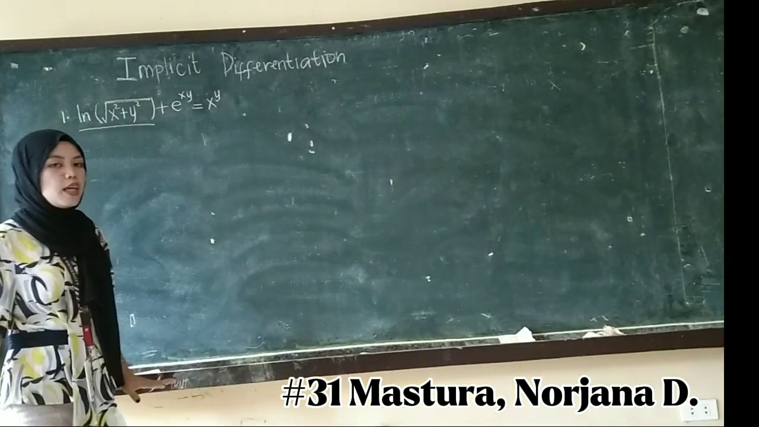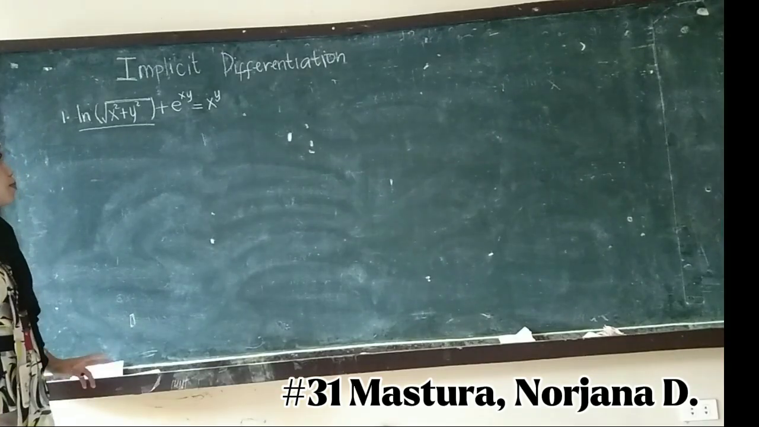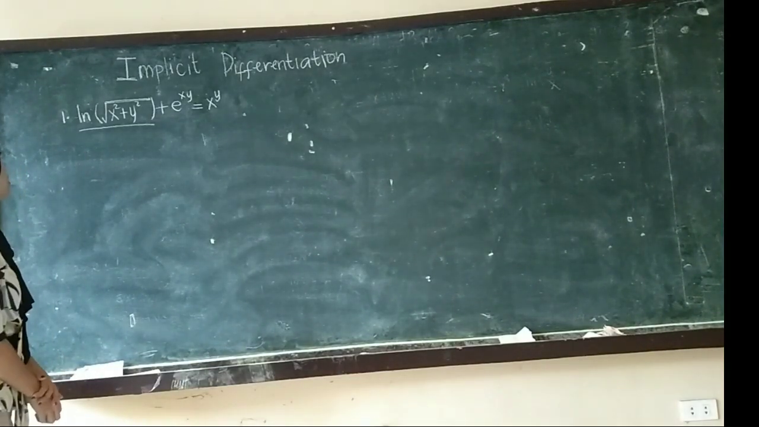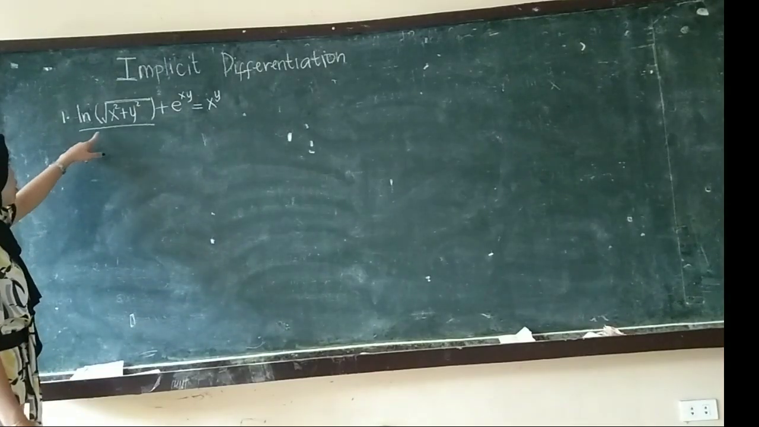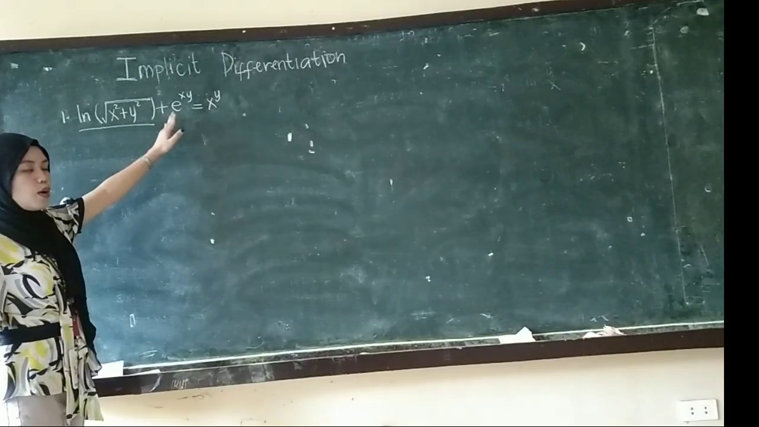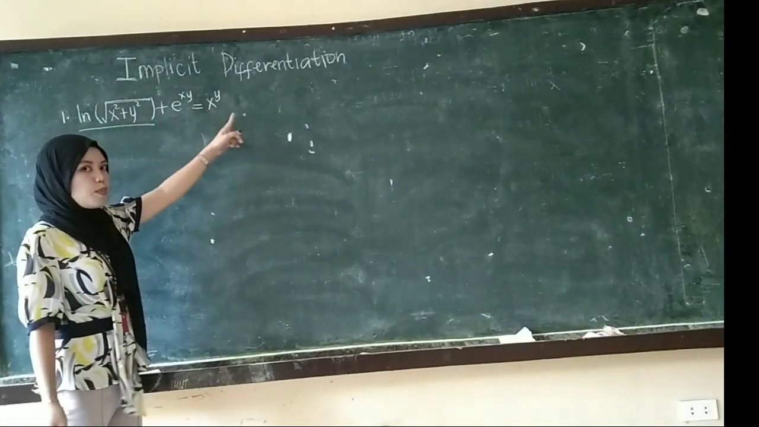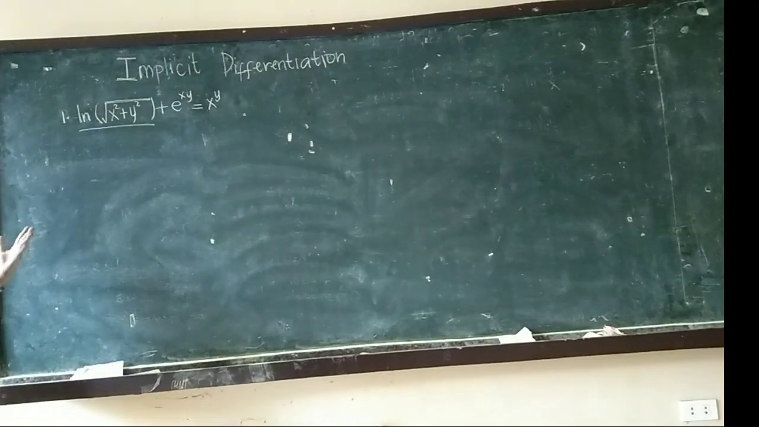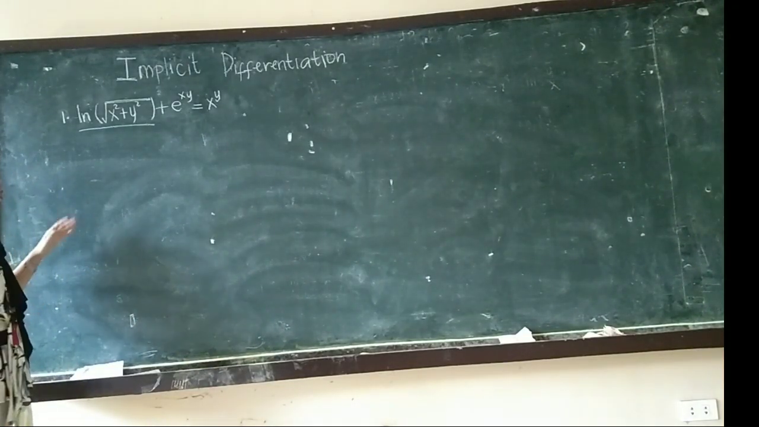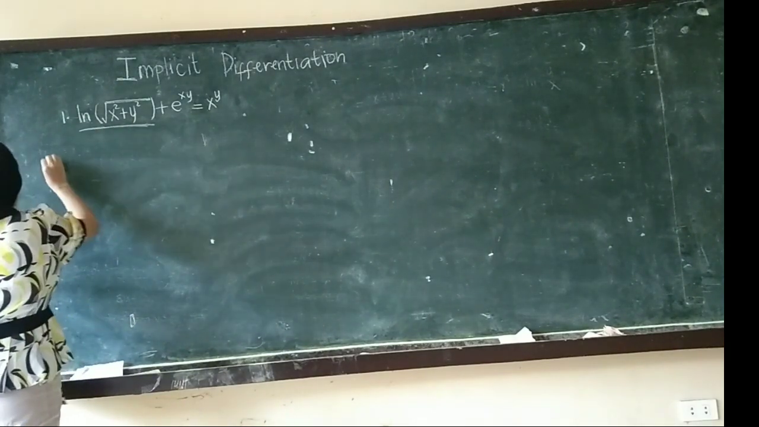So, good day everyone. We are going to discuss implicit differentiation, and we have here an example: natural logarithm of the square root of x squared plus y squared, plus e raised to the power of xy, is equal to x raised to the power of y. To differentiate this equation, we have to differentiate it term by term. The first one that we are going to differentiate is this one.